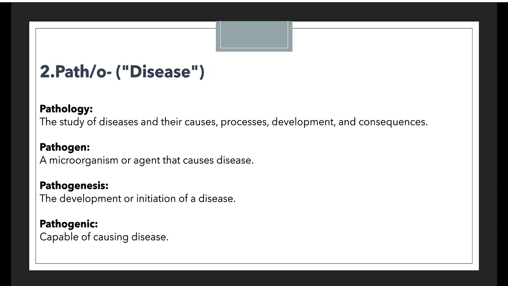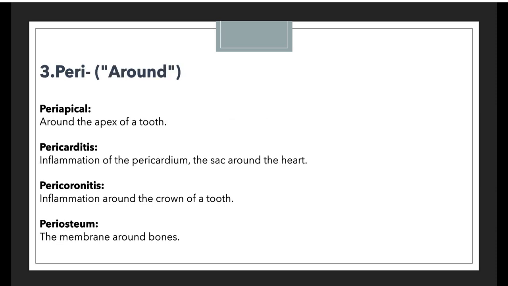Fine. Then we have the next prefix as peri. Peri means around, and this is very straightforward. Whenever you want to show something around a particular body part or anything, then in that case we will use the prefix peri. For example, the first example is periapical. Periapical means around the apex of the tooth. So when we want to showcase something around the apex of the tooth, then in that case we will use the terminology periapical, which contains the prefix peri.